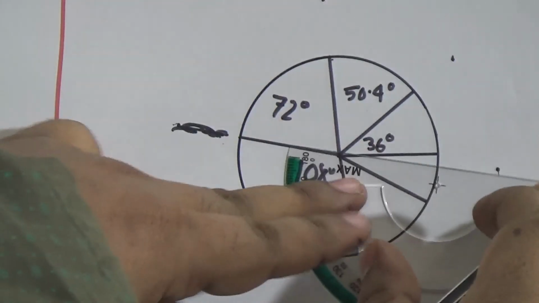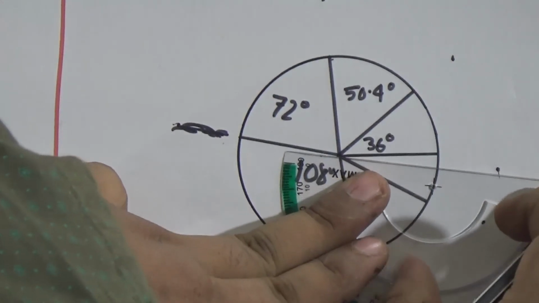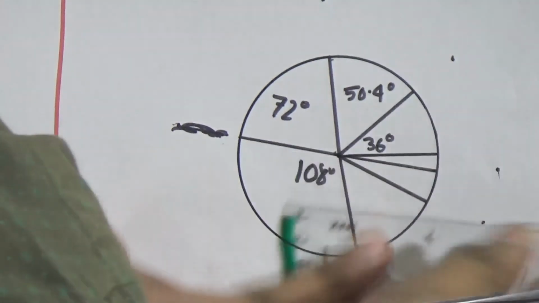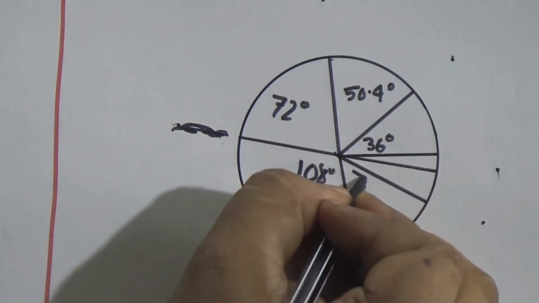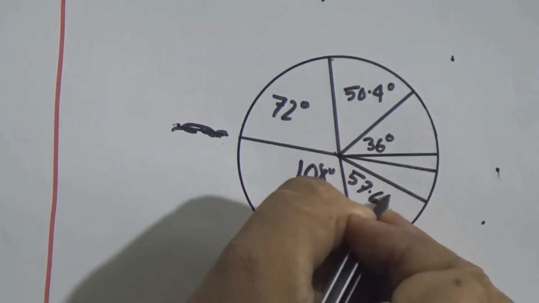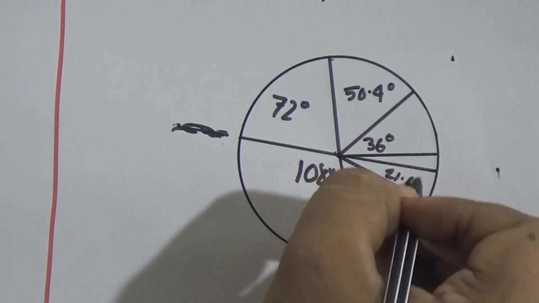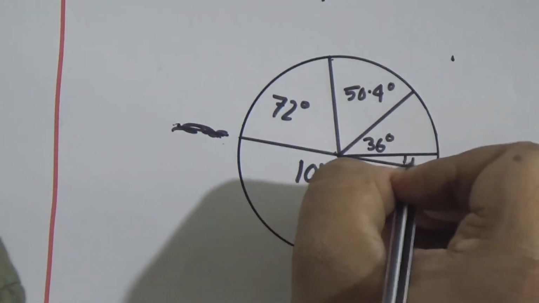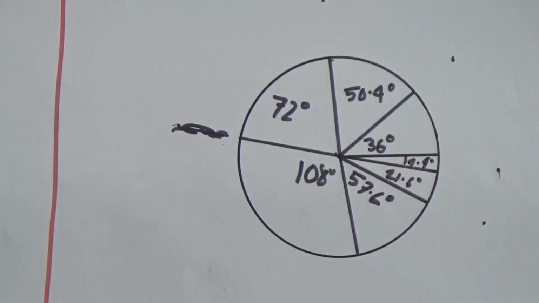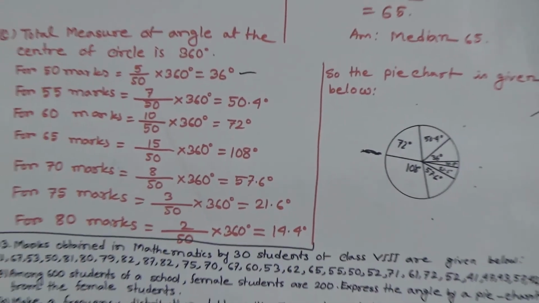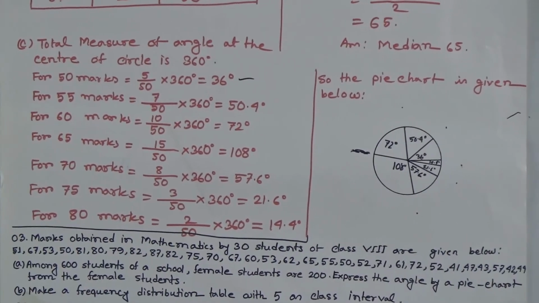Now we add. Okay, this is 57.6 degree. This is 21.6 degree. This is 14.4 degree and the left one is 14.4 degree. I hope you have understood. My dear student, now we add. If we add, then we get 360 degree. Okay, I hope you have understood how to draw the pie chart of question number C.